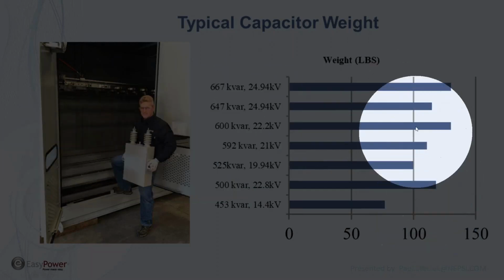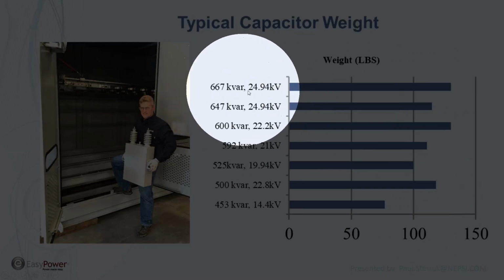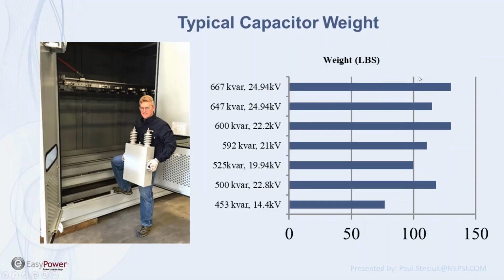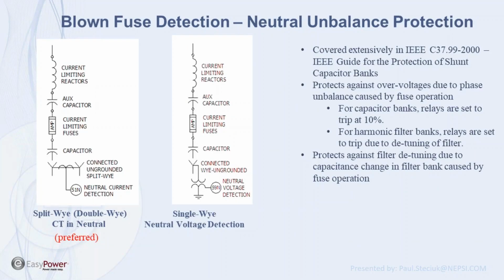But you always have weight to think about. This 667 kVAR capacitor weighs close to 125 pounds. So think about the weight of the capacitor. But the more capacitors you add, the more cost you have, and the larger the enclosure or the larger the open rack structure. So think about what that's going to do. Our preference is always to go with a smaller design, less capacitors, larger cans.